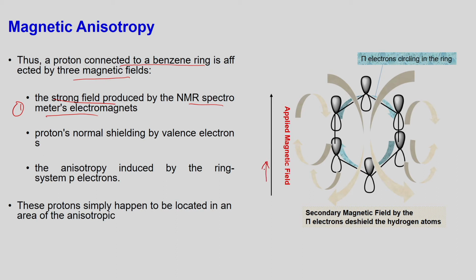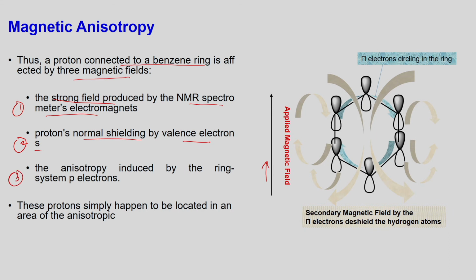Okay. Then the proton's normal shielding by the valence electrons. As I told you earlier, the valence electrons try to shield the proton from the external magnetic field. Because these are valence electrons, with the electric field they will form a magnetic field, and they will try to shield the protons. And the third one is due to the anisotropy. Because of the circulating ring pi electrons, they will have an electric field which will induce an anisotropy.